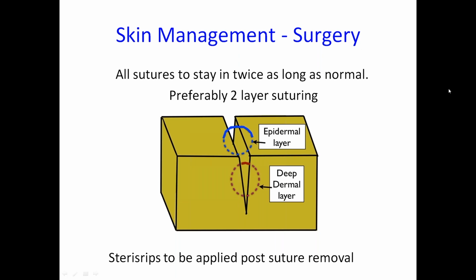And it varies in different body sites how long we keep sutures in. And steri-strips would be applied post-surgery suture removal. So normally we would take sutures out and that would be it. But for EDS patients, we remove the sutures in 10 days instead of 5, depending where the body site is, and then put steri-strips on for a week at least afterwards to help try and keep that wound together.